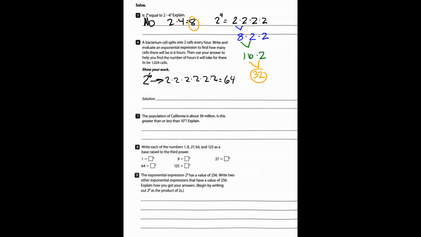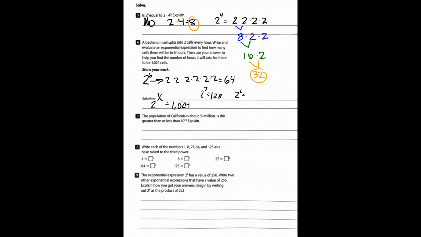For the second part of the problem, we want to figure out what number x is if it's 2 cells per hour for a total of 1,024 cells. So we have to work backwards. If you continue on this path of 64 and multiplying by 2's, you would say that 64 times 2, which would be 2 to the 7th, is equal to 128.